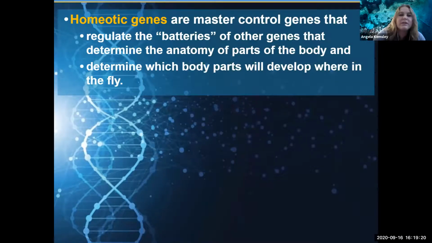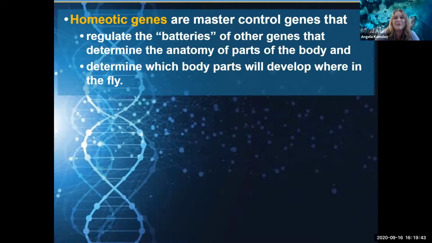There are things called homeotic genes, which are master control genes. They're kind of like a master key. They regulate the other genes that determine the anatomy of body parts. So there are genes that say, you know, these things up here should be antenna. Homeotic genes control all of those. They also determine which body parts will develop where in the fly.